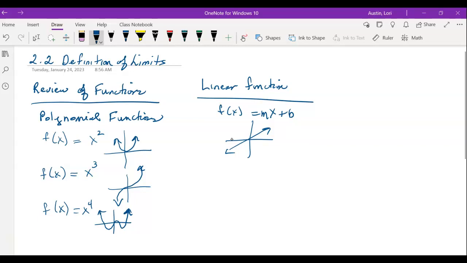A linear function takes no turns, right? That's straight. A parabola actually takes one turn. An x cubed would take 2 turns. You getting the idea here? And x to the fourth could take up to 1, 2, 3 turns. Right? I start down, 2, 3 turns.